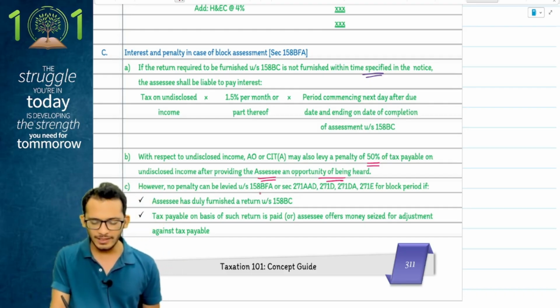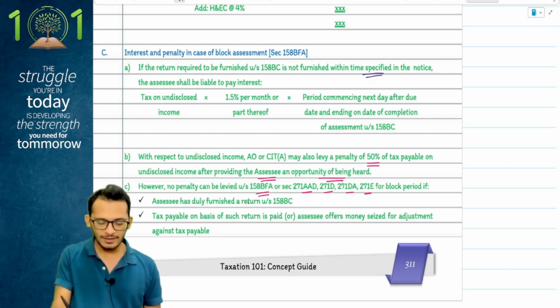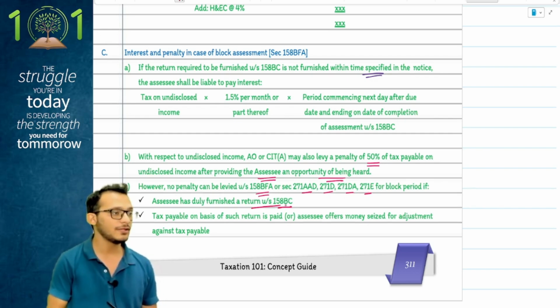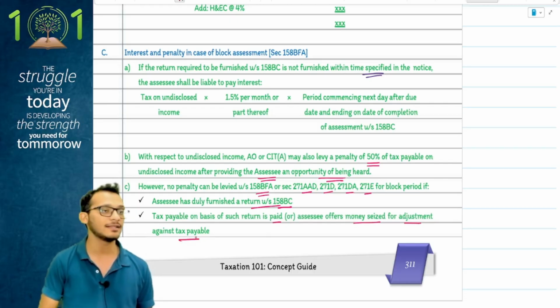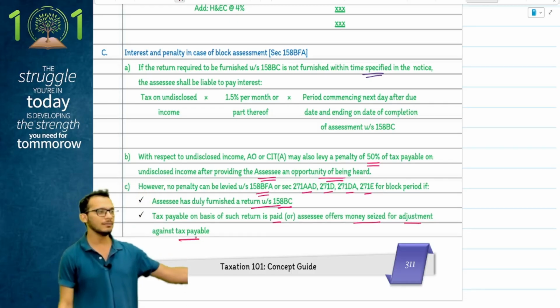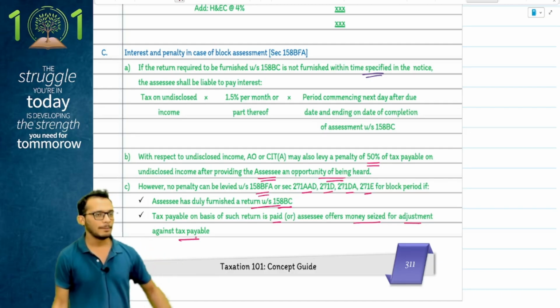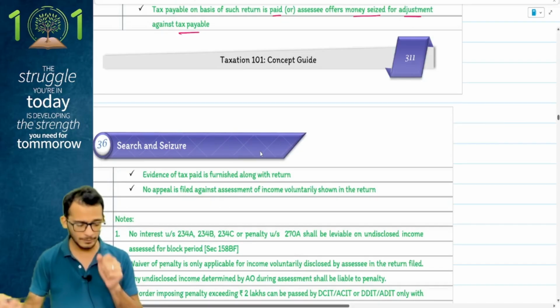However, no penalty will be levied under section 158BFA, 271AAD, 271D, DA or E for the block period, if the assessee has duly furnished a return under section 158BC, the tax payable on the basis of such return is paid and the assessee offers the money seized for adjustment against tax payable. Like I said earlier, people, if you yourself voluntarily file a return and disclose your undisclosed income, then you will not be levied penalty.